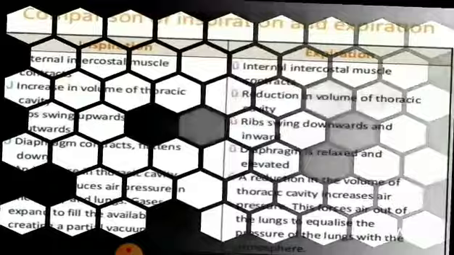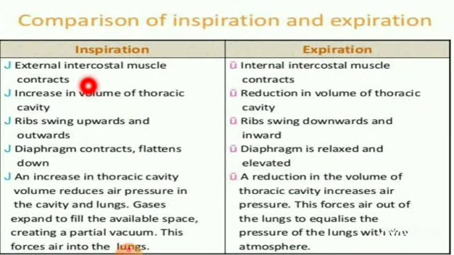Let us see the difference between inspiration and expiration. So inspiration is when external intercostal muscles contract, increasing the volume of the thoracic cavity. Ribs swing upwards and outwards. The diaphragm contracts and flattens down. The increase in thoracic cavity volume reduces air pressure in the cavity and lungs. Gases expand to fill the available space, creating a partial vacuum. This forces air into the lungs.